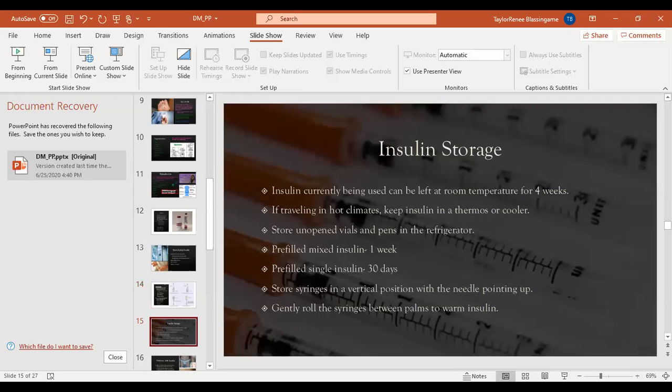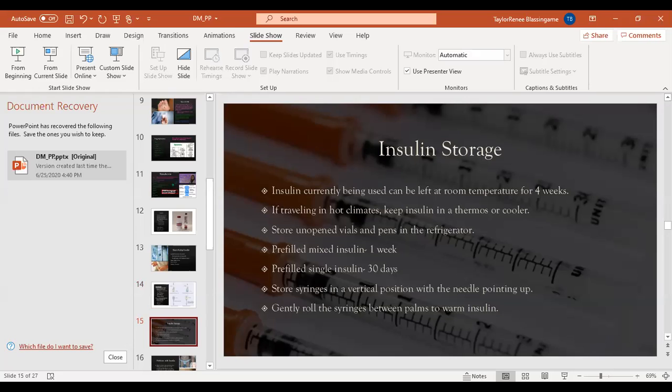So some tips about insulin storage, because you will have to teach your patients how to do that. If the insulin's being used, because it's in teeny tiny little vials, and if the patient's using them, that can be out at room temperature for 4 weeks. Then if they are traveling to a hot climate, such as us, hitting over 100 degrees today, I'm not a fan of it, they can keep it in a thermos or a cooler. They can't keep them frozen though, just a thermos or a cooler to keep them at a normal temperature.